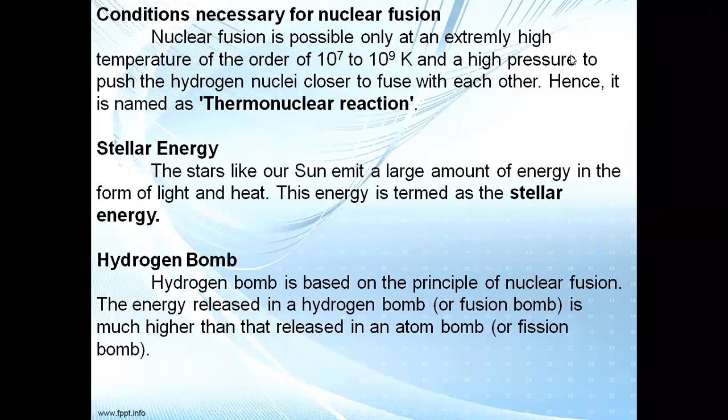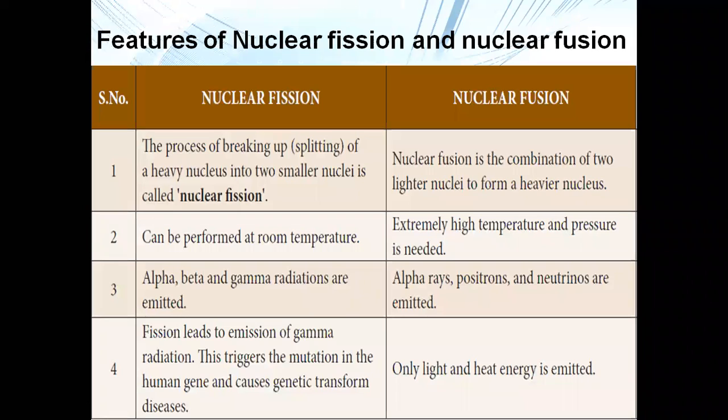So we have now learned about nuclear fission and nuclear fusion. So what are the features of nuclear fission and nuclear fusion? First, nuclear fission. The process of breaking a heavy nucleus into smaller nuclei is called nuclear fission. It is opposite to nuclear fusion. Nuclear fusion is the combination of two lighter nuclei to form a heavier nucleus. Nuclear fission can be performed at room temperature, but nuclear fusion needs extremely high temperature and high pressure.